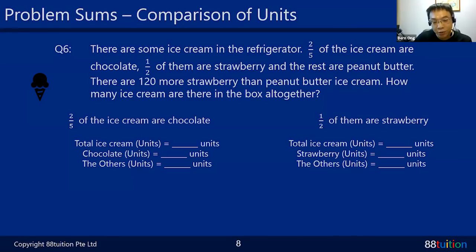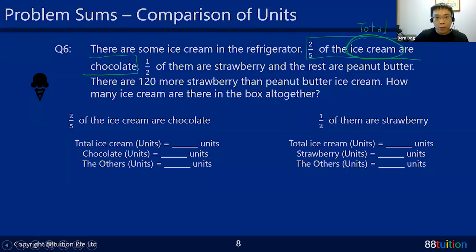There are some ice cream in the refrigerator. Oh, my favorite, ice cream and chocolate. Look at the first clue. 2/5 of the ice cream are chocolate. Yummy. 2/5 of the ice cream. This ice cream represents the what? This ice cream represents the total ice cream.